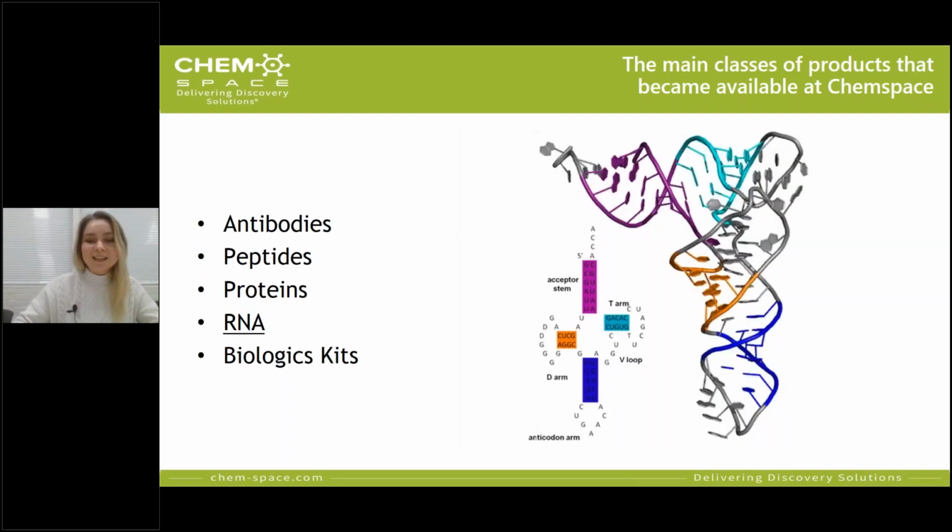The next product I'd like to share some information about is RNA. RNA samples are also available now at Chemspace, and recently RNA has been shown to be a promising target for various human diseases, such as neurodegenerative diseases like Alzheimer's and, of course, cancer. Studying RNA processes could become the key to fighting all those diseases that are now incurable.